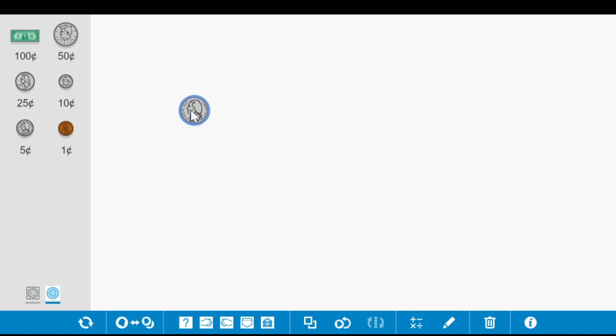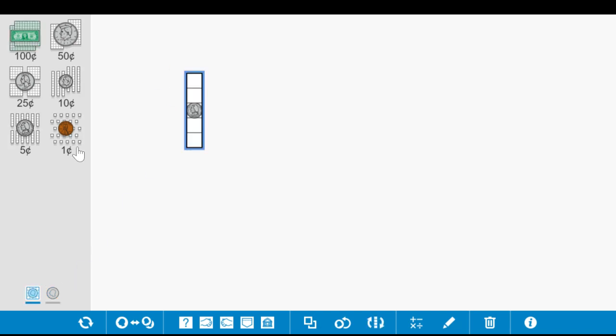Like we said, a nickel is 5 cents, but I can make a nickel out of pennies. How many pennies do you think I'll need to make the same amount as 1 nickel? Let's see. That's 1 cent, 2 cents, 3 cents, 4 cents, 5 cents.